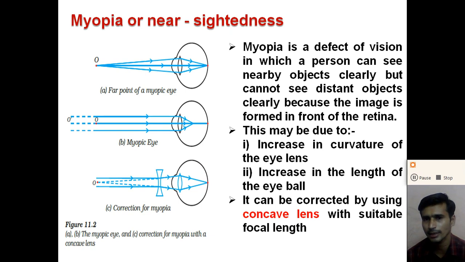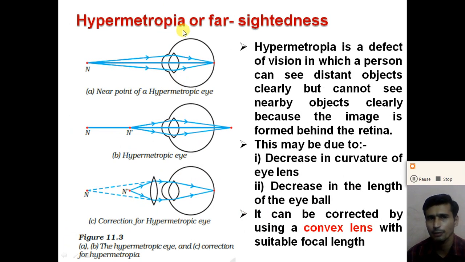Near objects we can see clearly, and far objects we cannot see clearly. This defect is known as the myopia defect. Understand? Now the second defect is hypermetropia or far-sightedness, right?